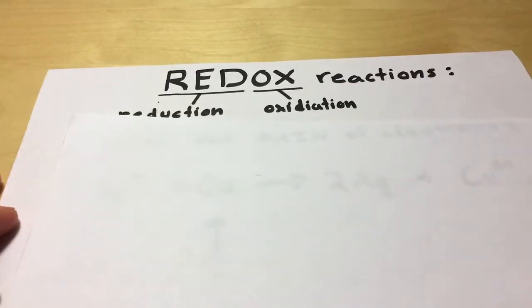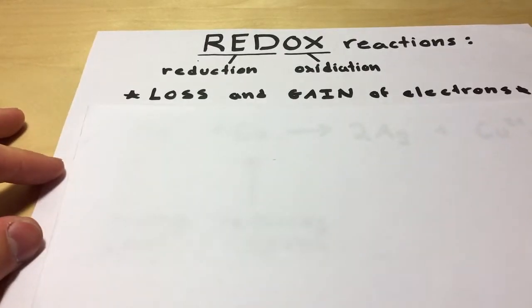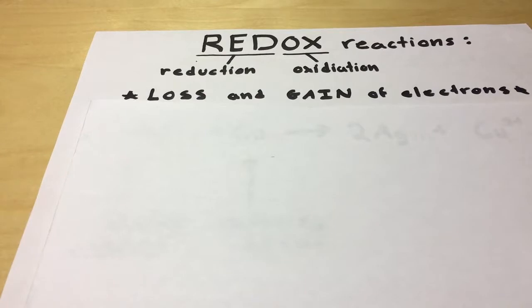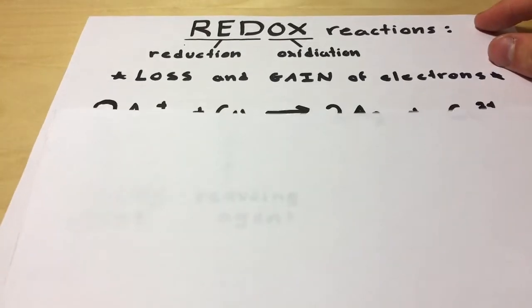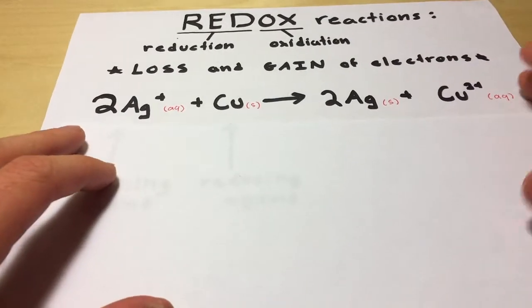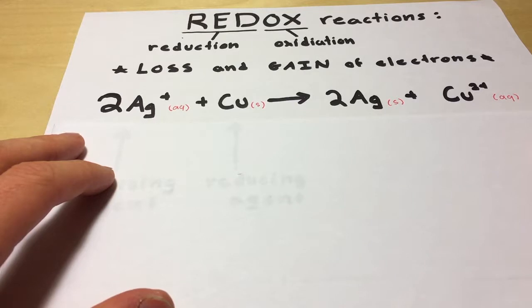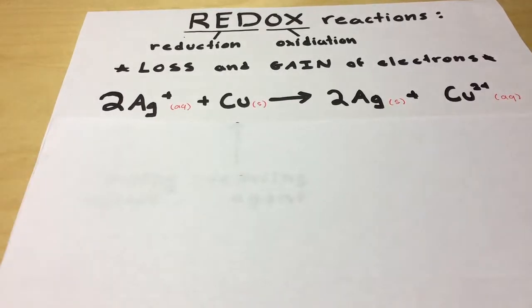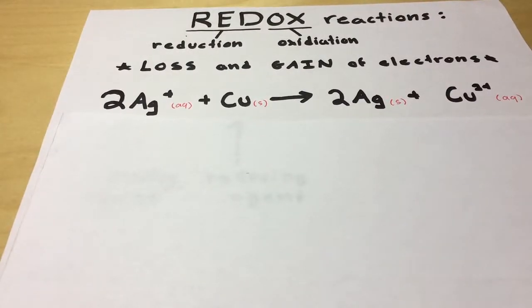Now, when the two half cells are combined, one side oxidation and one side reduction, they form a redox reaction. And redox simply breaks down into reduction-oxidation reaction. And a redox reaction is any reaction where there's a loss and a gain of electrons. Here is an example of a redox reaction. Here we have 2Ag+ plus Cu goes to 2Ag plus Cu2+.